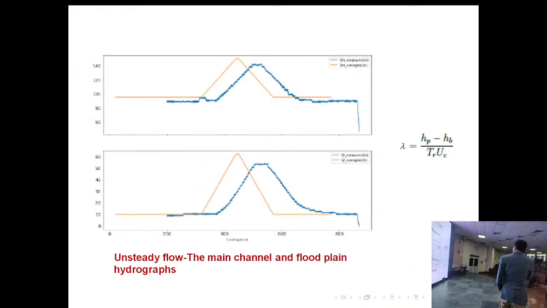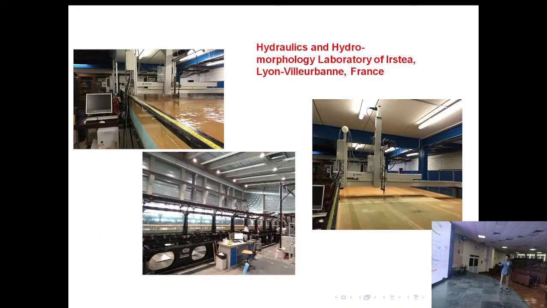Again, there is a non-dimensional parameter. In the hydrograph, SP means peak, SP means base flow. And this TR is the time of rising and falling. And UC is the average velocity. This is decided already by the investigators. This is called lambda, the unsteady parameter. This is the France laboratory where my student also worked, and we have guided their PhD students there.